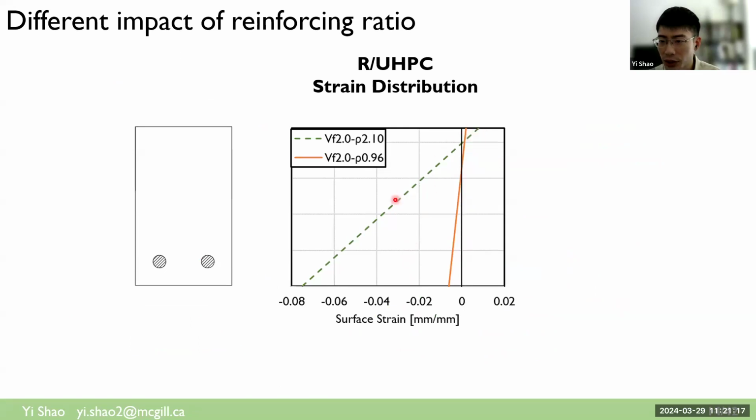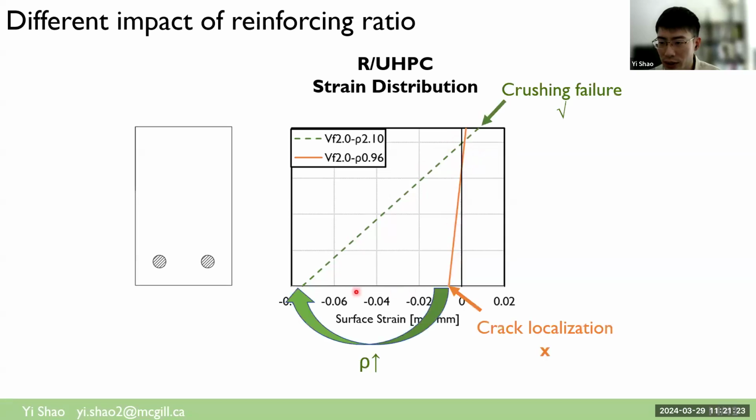And then here we show the strain distribution of these two beams at the peak load. We can show that by increasing the reinforcing ratio, we are changing the failure mechanism from crack localization or fiber bridging failure to crushing failure, which is similar to our typical reinforced concrete beams. And by increasing the reinforcing ratio, we're increasing the sectional curvature at the peak load.